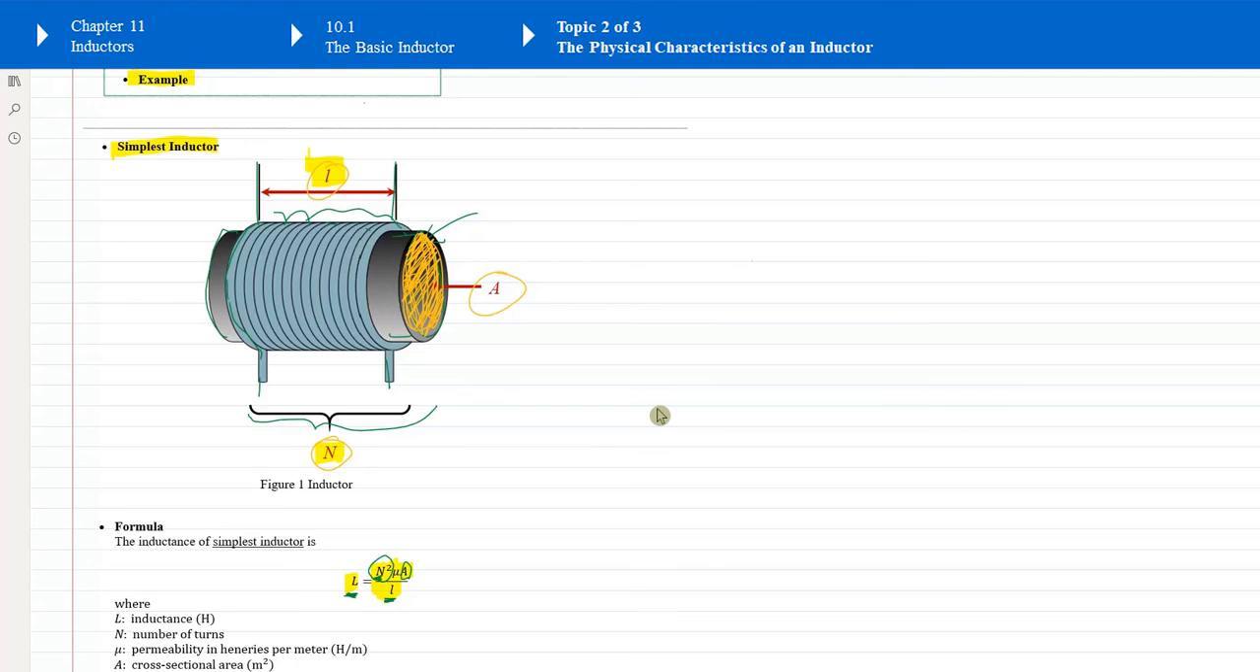In addition to these quantities, the inductance also depends on one more thing. That is the material the inductor is made of. It is the mu, the permeability. Permeability is a number that shows how good this material is for making an inductor. A bigger permeability value indicates this is a good material for making an inductor. A small permeability number shows this is not a good material to design an inductor.